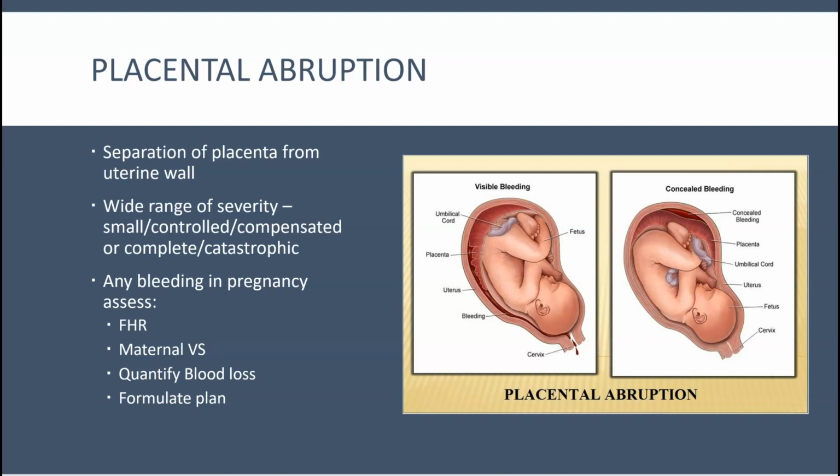So when we do have bleeding, we assess the fetal heart rate, mom's vitals, we quantify the blood loss to give us an objective means of how much that is, and then we formulate a plan of care from there. So much of the intervention and plan depends very greatly on the severity of the abruption. And we'll go more in depth to that in class. So there is a quick overview of some of the complications that you're going to be responsible for understanding in the intrapartum period.